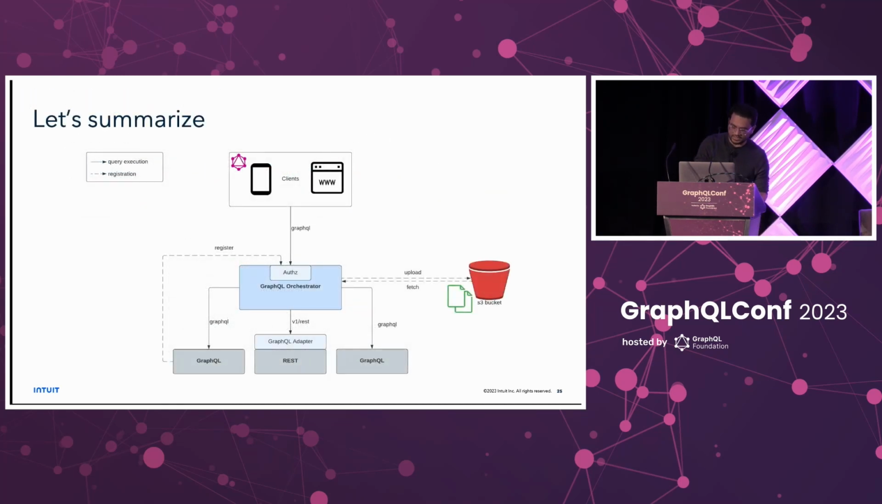So let me summarize what we just learned so far. This is a simplified architecture, and this is actually the true architecture that we have in production. As you can see, it's very simple, though there are a lot of moving components. We use S3 for persistence. We have adapters for REST services, and then we have authorization enforced at the orchestrator. This simplified orchestrator helped us to scale to the numbers that I just shared, 54 subgraphs and 150 clients, and it has worked since the 4th tax season for us.